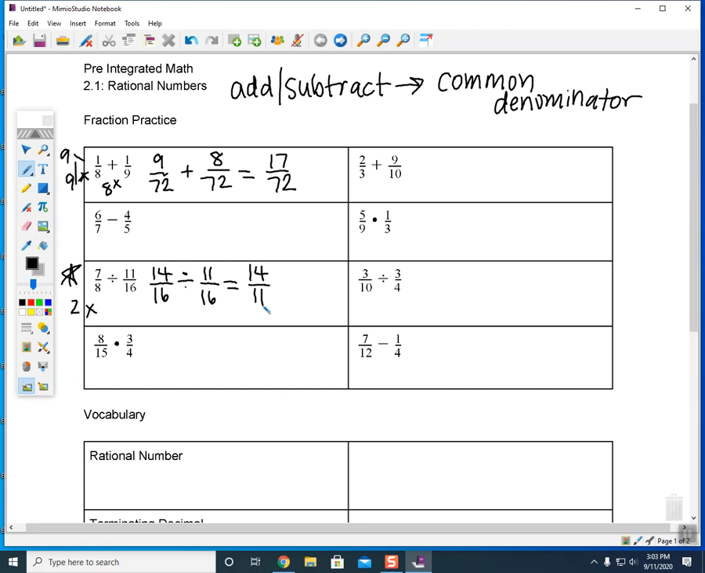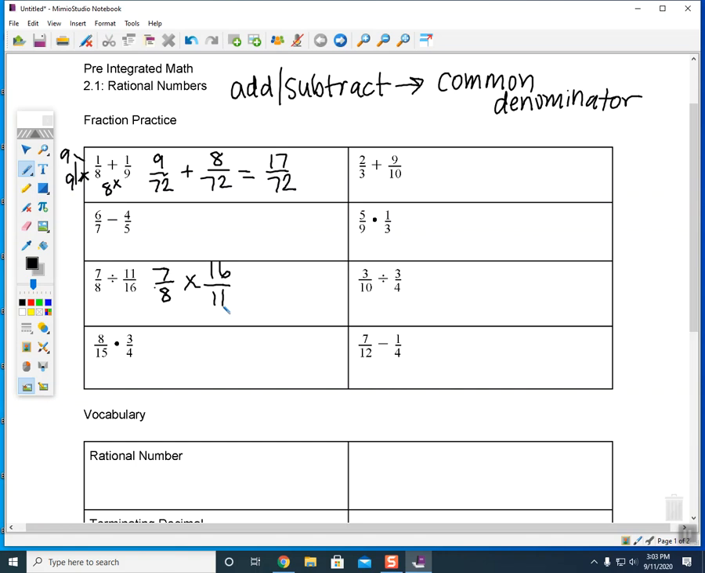The other way that I could do this is my keep, change, flip, right? So I keep my first fraction, change my sign, and flip my second fraction. So if I did it that way, it would set up like this. I've got 7/8, keep my first one, change my sign to times, flip my second one, 16 over 11. Now when I do this, I can cross simplify. Because I could just multiply across, but then that's a really big number over 88.